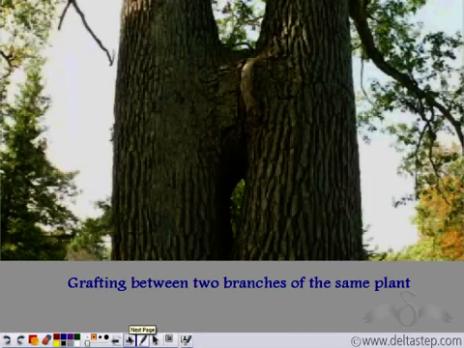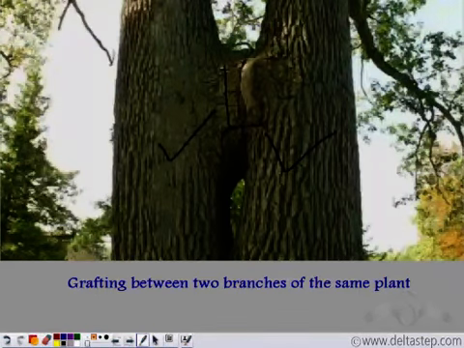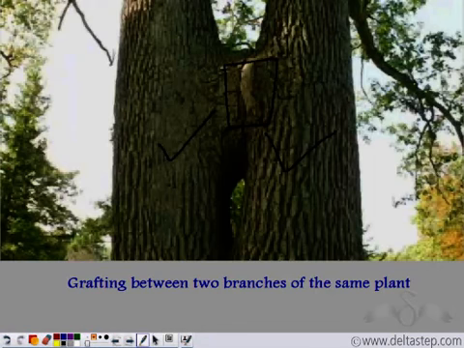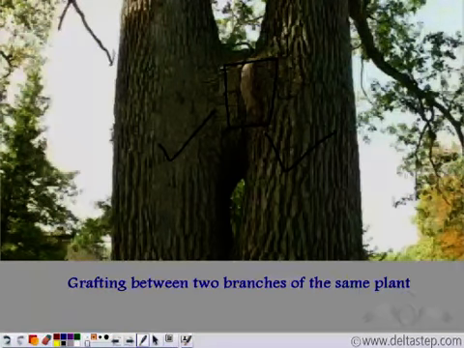You might have seen trees like these in the forests or when you take a walk down the road. Now see, grafting has taken place between two branches of the same tree. This is one branch, this is another branch. And grafting has taken place. See, this is the grafting point. So, grafting has taken place between two branches of the same tree.